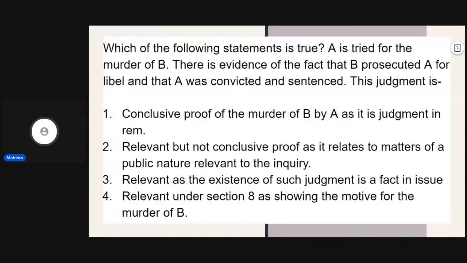Which of the following statements is true? A is tried for the murder of B. There is evidence of the fact that B prosecuted A for libel and that A was convicted and sentenced. The judgment is conclusive proof of the murder of B by A as it is a judgment in rem. Relevant but not conclusive proof as it relates to matters of a public nature relevant to the inquiry. Relevant as the existence of such judgment is a fact in issue. Relevant under section 8 as showing the motive for the murder of B.